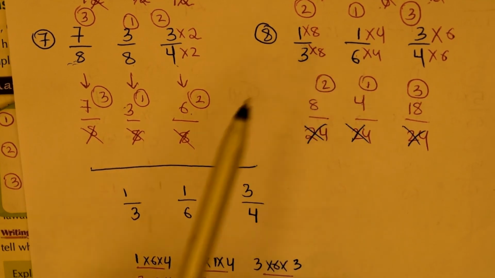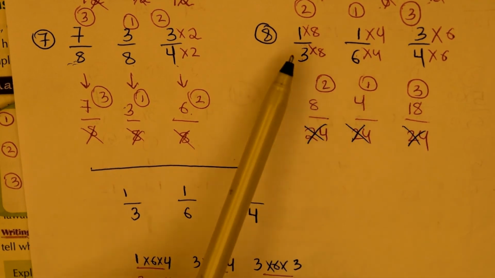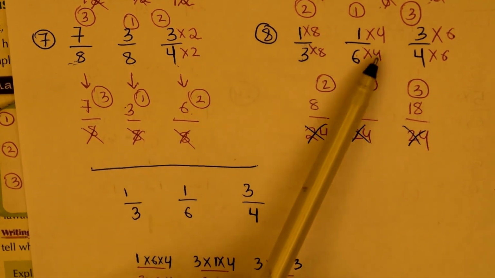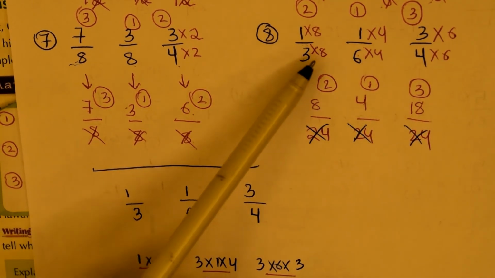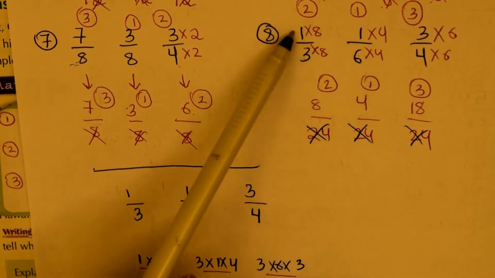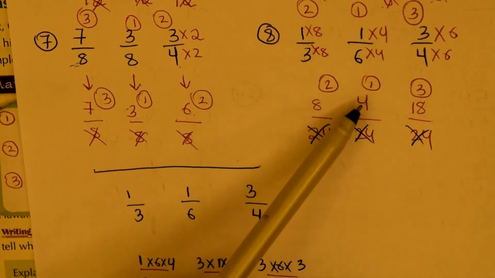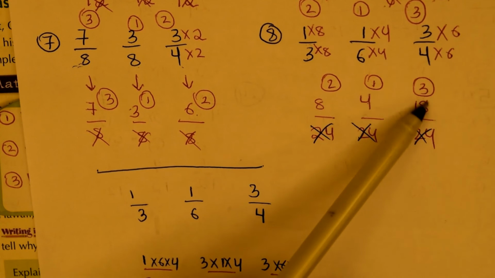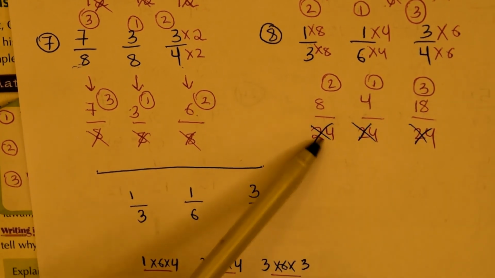So in this case, I will make the denominator 24. Here I will multiply up and down by 8, up and down by 4, up and down by 6. So here 3 times 8 is 24, and 1 times 8 is 8. 6 times 4 is 24, and 1 times 4 is 4. And 3 times 4 is 12, 4 times 6 is 24. Here I have a common denominator.